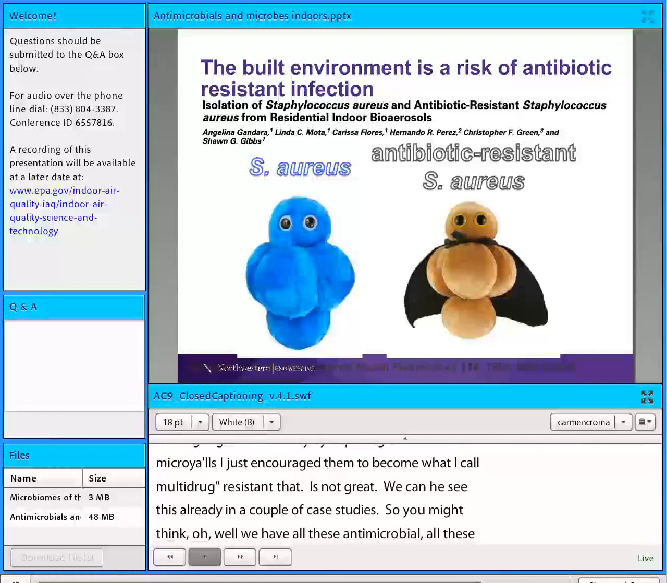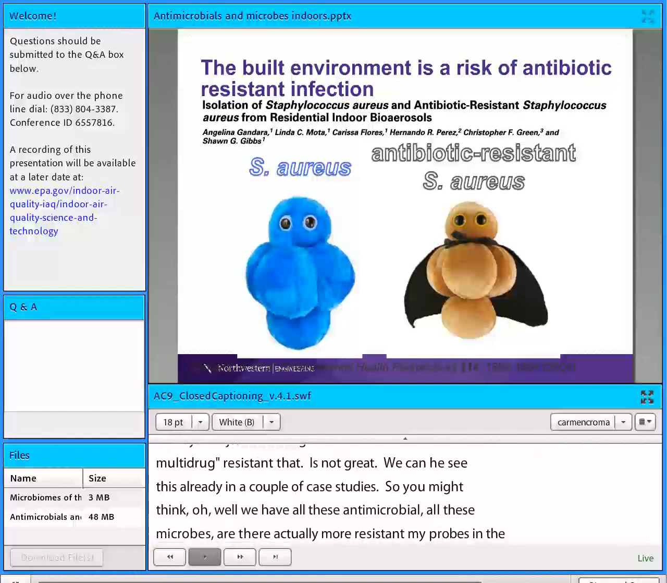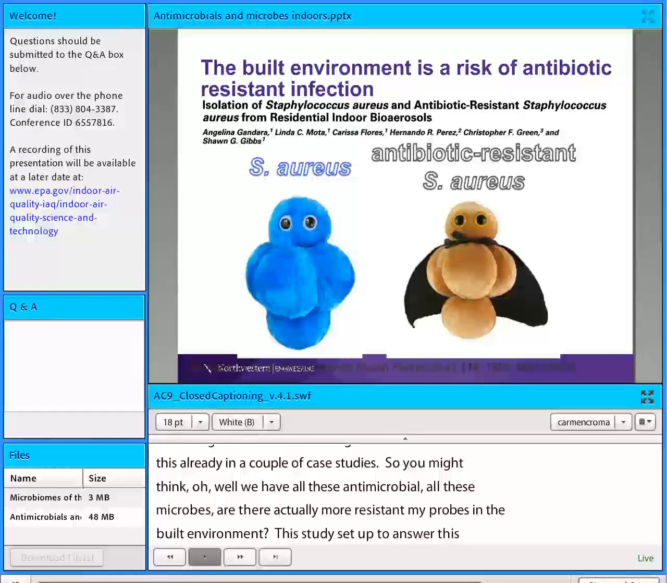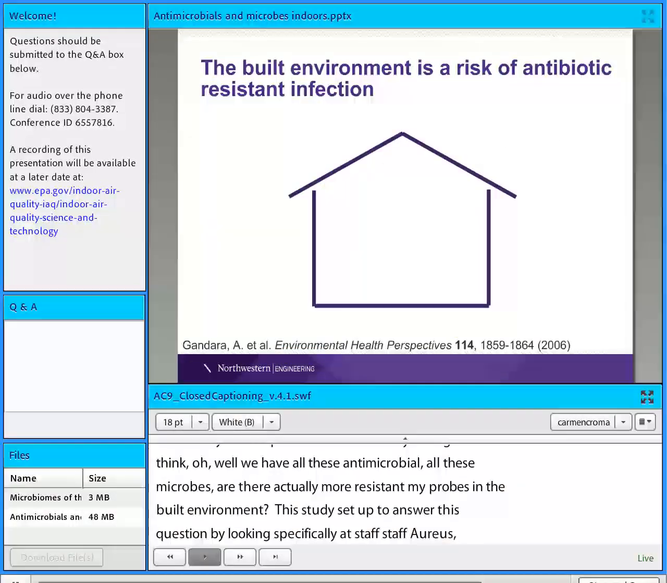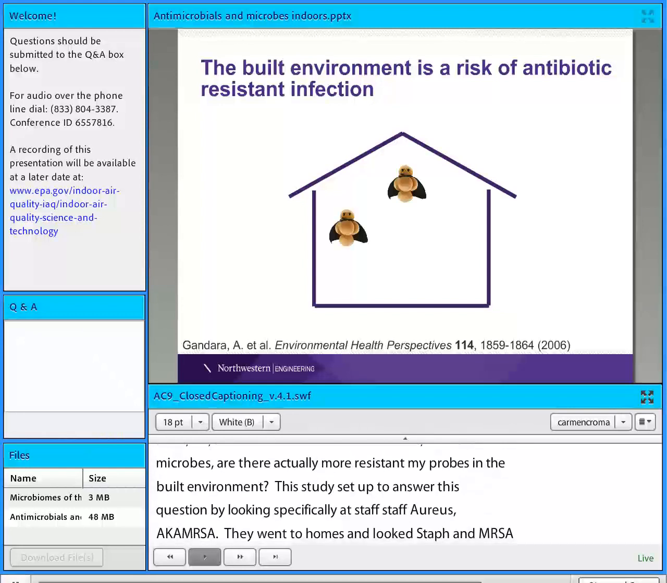And so this study set out to answer that question by looking specifically at Staph aureus, which is a common human commensal, and its closely related cousin, antibiotic-resistant Staph aureus, aka MRSA. What they did in this study is they went to homes and they looked at Staph and MRSA in the air inside of homes and compared it to the air just outside of homes. And these are real data that I have animated for your entertainment.